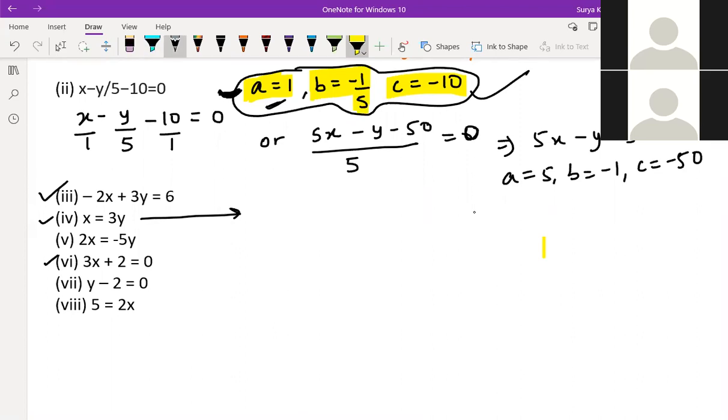Okay, see what we have done here is, we have written the same thing. This is the question given: x minus y by 5 minus 10. We have to compare this equation with ax plus by plus c equals 0. So we can write a equals 1, b equals minus 1 by 5, c equals minus 10. Is this clear or not? Now the second part, what we have done is, we have taken 5 as the LCM. Then you know how to write this one, plus minus and all: 5x minus y minus 50 equals 0. Then you cross multiply, you will get this equation. Then again you compare with this equation.